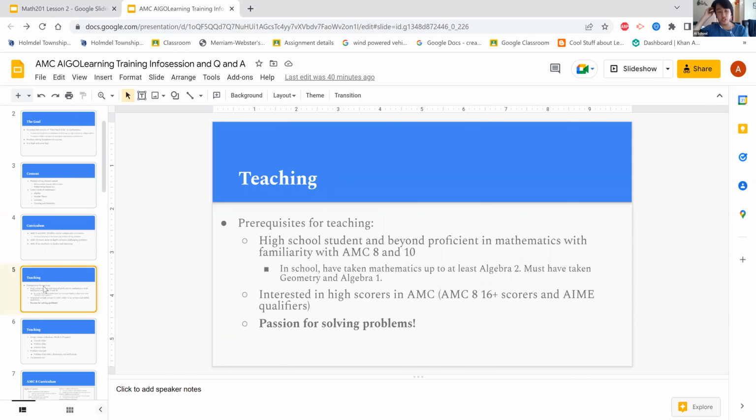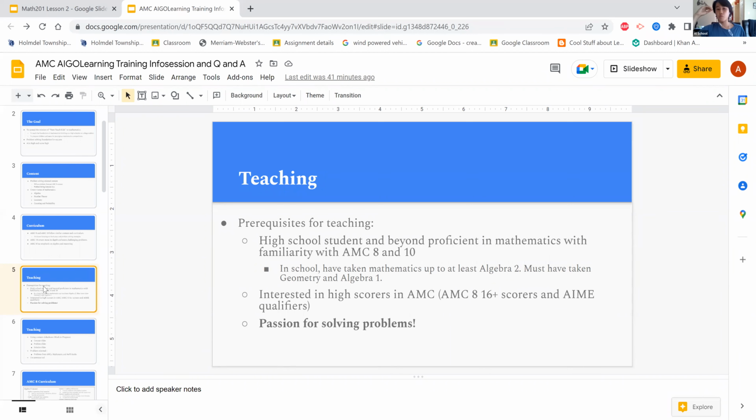All right, so for teaching, these are some rough prerequisites. Obviously, you don't need to have those, but it's very recommended. So high school student and beyond, proficient in mathematics with a familiarity with AMC 8 and AMC 10, meaning the concepts in them and also their difficulty. So you have a good understanding of what is covered on the AMC 8 and AMC 10. And in school, it is very recommended that you have taken mathematics to at least algebra 2, and you must have taken geometry and algebra 1, because both cover geometry to an extent.